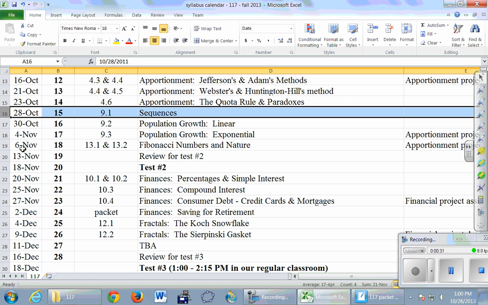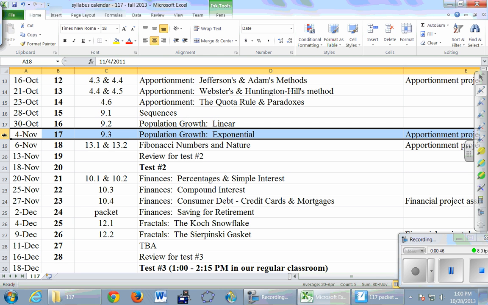So we are halfway through the material for test number 2. 4 classes on apportionment are behind us. 4 classes on this new stuff are ahead of us. Then we have our review day. Test number 2 is on November 18. Also on the calendar, the apportionment project is due right here, November the 4th, which is 1 week from today.